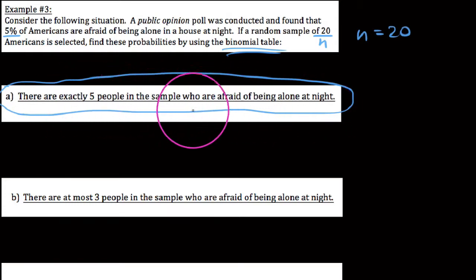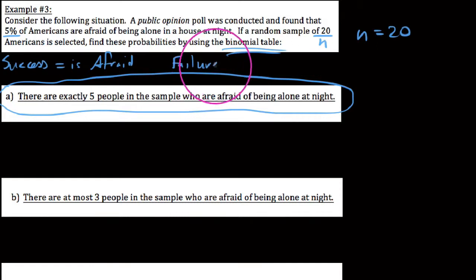Since I care about people who are afraid, the first thing I'm going to do is say a success. What constitutes a success? Success is afraid. We're talking about people who are afraid. So failure would be people who are not afraid, anything but afraid when they're at home alone at night.